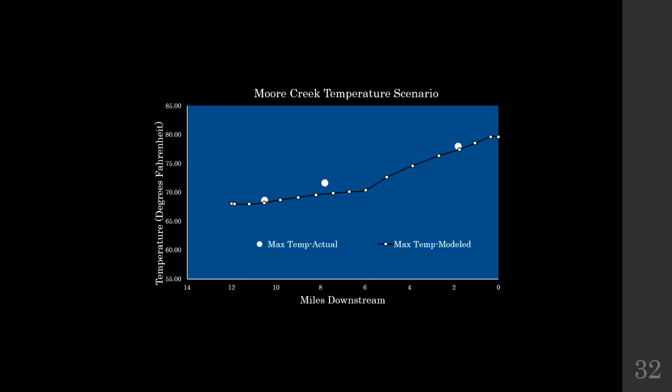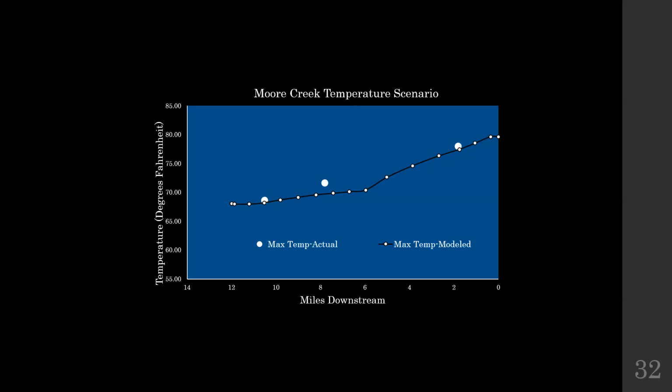So I'm just going to talk about the results in relation to Moore Creek. In the white points, what we see is the daily maximum temperature along the creek during the warmest day of July in 2013. And the line represents the modeled temperature, just to indicate that the model did okay at approximating what the temperature actually was.